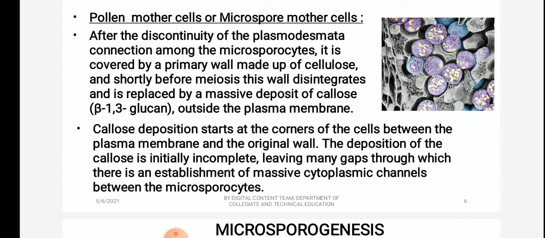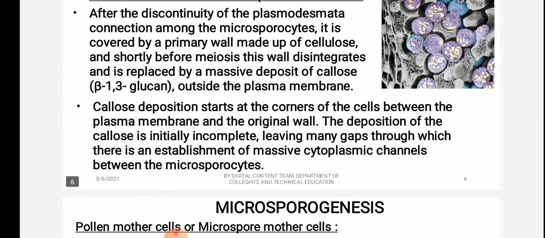So three things are happening. You have to remember in the pollen mother cell, the first thing is that it is increasing in its volume. Second thing is that the plasmodesmatal connection with the tapetum is broken, and the connection among the pollen mother cells will be broadened to form the cytoplasmic bridge. And the third thing is the PMC has a cell wall made up of cellulose, which will be broken. Instead of that, the callose wall, a new wall layer made up of callose, that is beta-1,3-glucan, is added in the place between the cellulose and the plasma membrane.